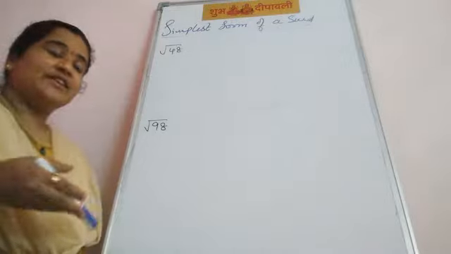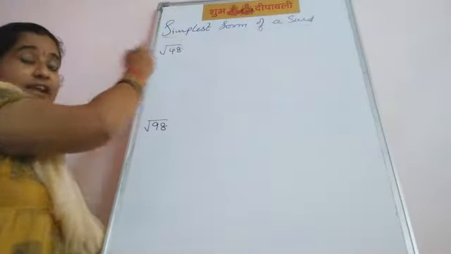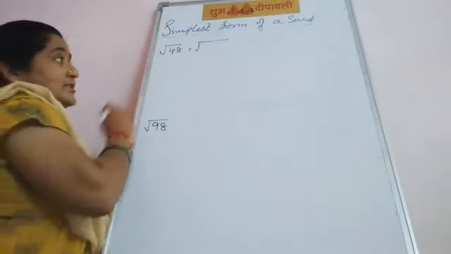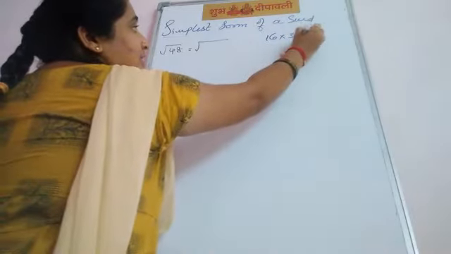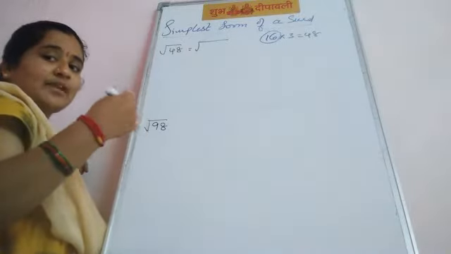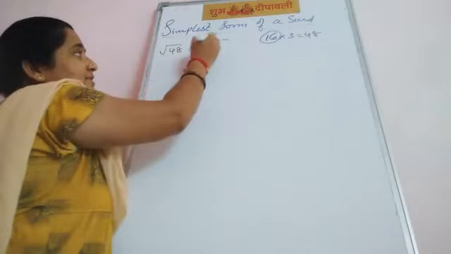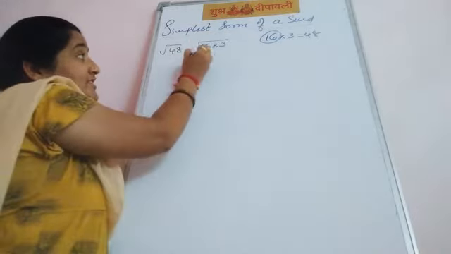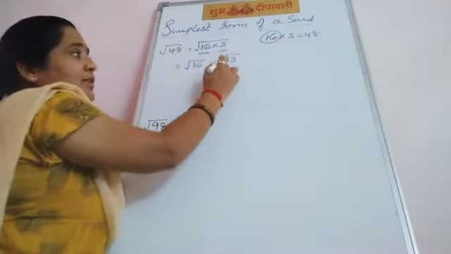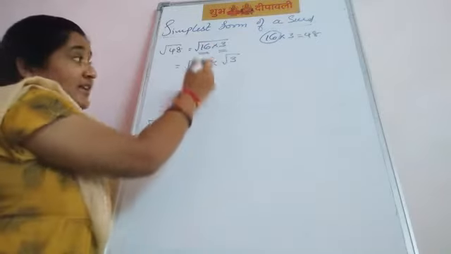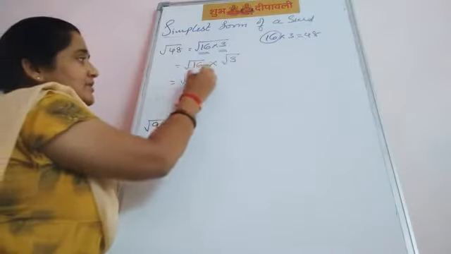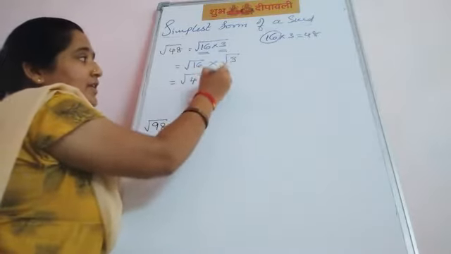The simplest form of a surd: we need to simplify the given rational number inside the root. See here, under root 48 can be written how? 16 threes are 48. One should be a perfect square and the other can be a prime number. Now I will separate these two: root 16 into root 3. Root 3 is an irrational number, we can't simplify that one, and root 16 we can simplify. So 16 can be written as 4 square, into root 3.